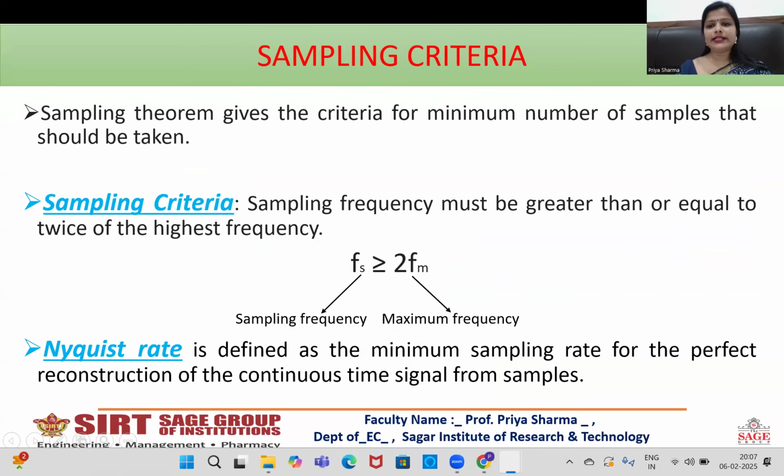Sampling theorem gives the criteria for the minimum number of samples that should be taken so that the recovery of the original signal will be there without any distortions. The sampling criteria is that the sampling frequency fs must be greater than or equal to twice of the maximum frequency of the signal of which samples we are taking. Nyquist rate is defined as the minimum sampling rate for the perfect reconstruction of the continuous time signal from the samples.